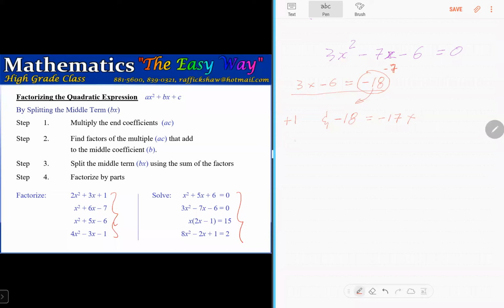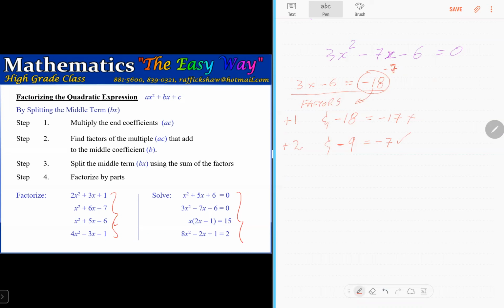The next two factors of 18 are 2 and 9. Remember, you're searching for factors that add to negative 7. The negative 7 comes from the middle term. So with 2 and 9, give the larger one the negative sign and the smaller one the positive sign. Then 2 minus 9 is negative 7. So yes, you have found the two factors that add to negative 7.